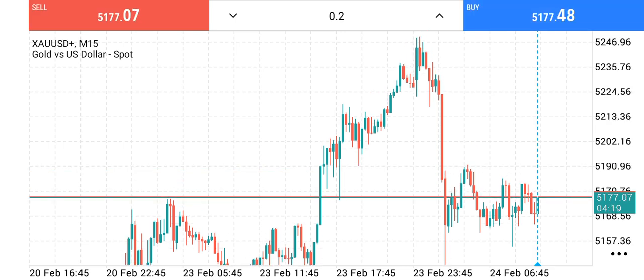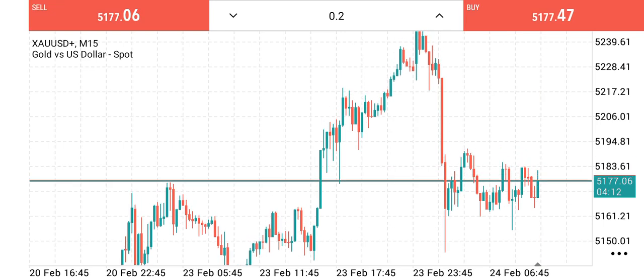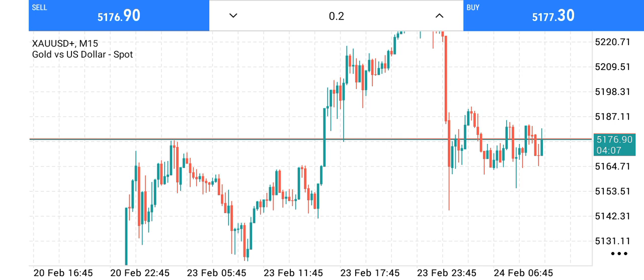So this is the 15-minute time frame. When you open your MT5 or your MT4, first mark out all your points of interest.